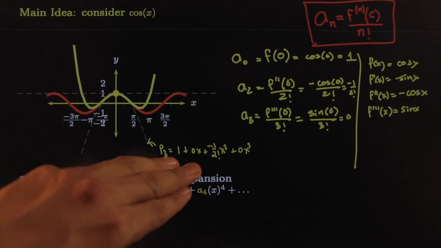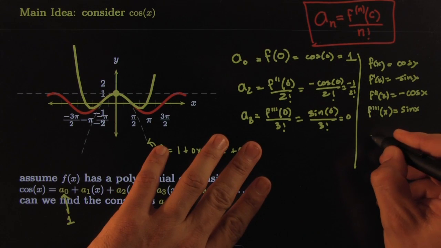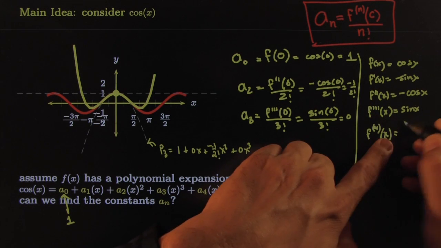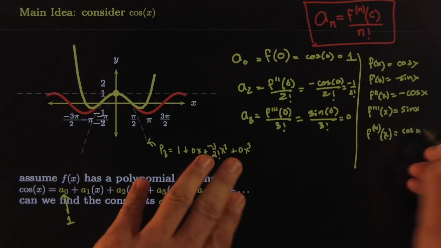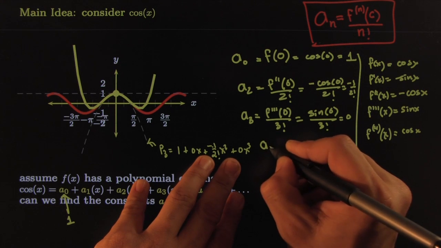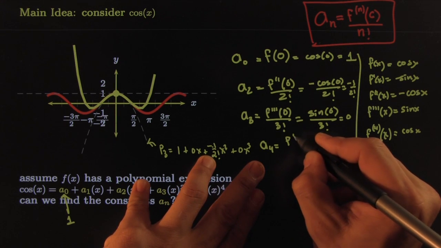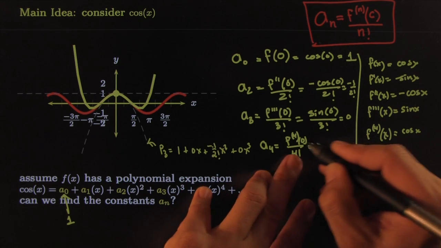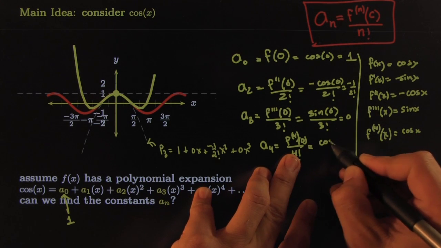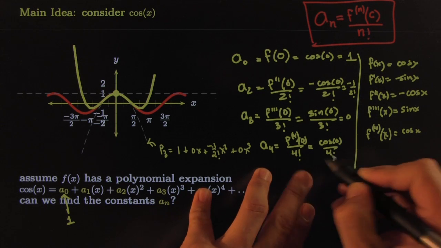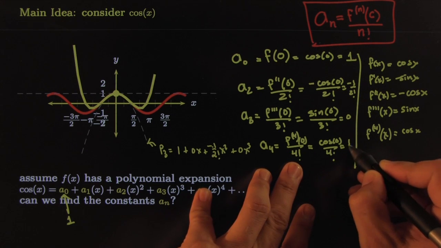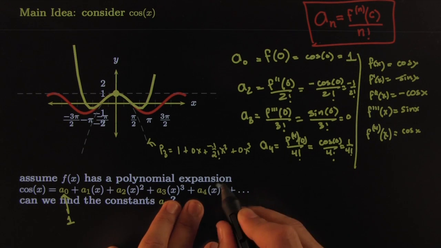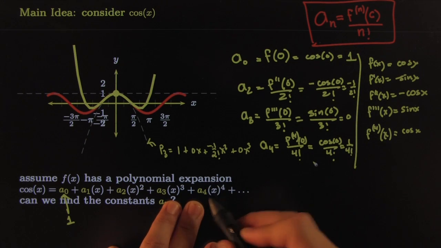I'm going to need a fourth derivative here. So I need the fourth derivative of f of x. That would be the derivative of the third derivative. That would be cosine of x. And my amazing formula tells me that the fourth coefficient is equal to the fourth derivative evaluated at 0 divided by 4 factorial. That would be equal to cosine of 0 divided by 4 factorial. And of course cosine of 0 is equal to 1, so that would be 1 over 4 factorial. So this guy right here, A4, becomes 1 over 4 factorial.